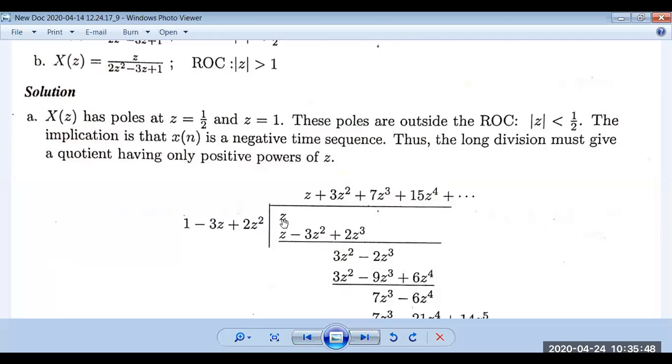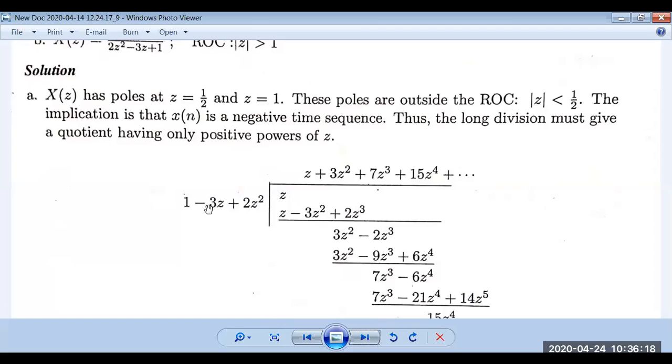Why? We have Z here. So 1 into Z would give you Z, so Z and Z go off. But we are left with minus 3Z square plus 2Z cube. How far do we need to go? You can go till infinite terms, but let's limit it to some 4 or 5 terms. Everybody understand this? So this into Z would give you this.